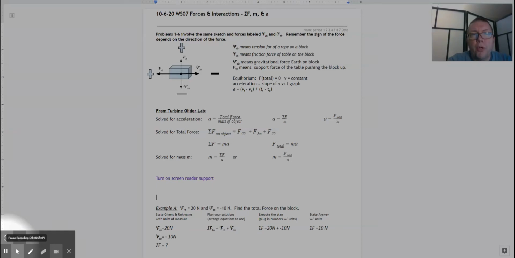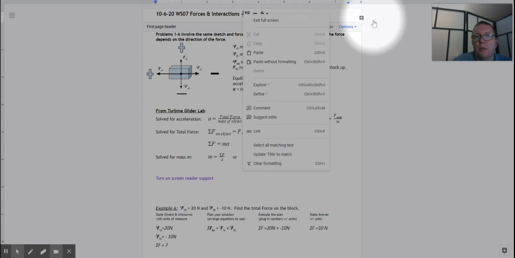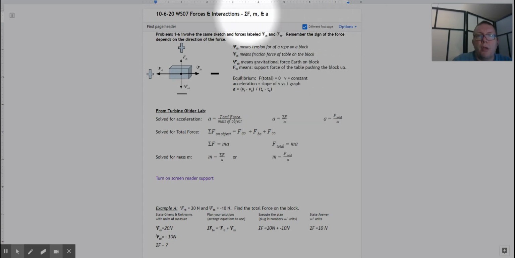Good morning. We're going to do a sample problem on the worksheet that's assigned, 10.6.20, worksheet 7, forces and interaction, total force, mass, and acceleration. The first thing we should probably take a look at is this funky thing here, which is another way to say total or sum of all.